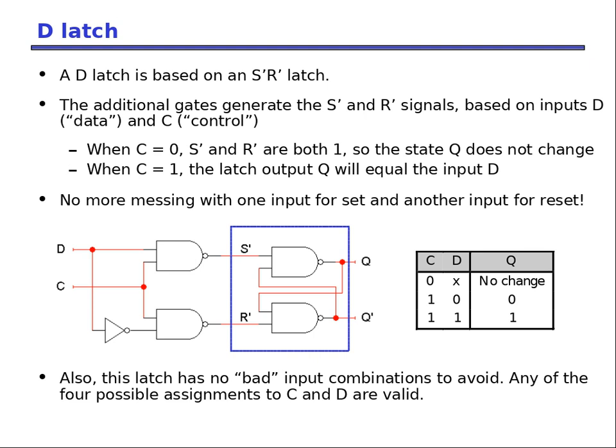And then if D is 1, these numbers are flipped, in which case S is 0, S naught is 0, R naught is 1. Remember, it's a NOT latch, so that sets it to 1. The best thing about this circuit is you can no longer go into your bad input combination, so you're now guarded, at least on a circuit level, from messing something up. All right.